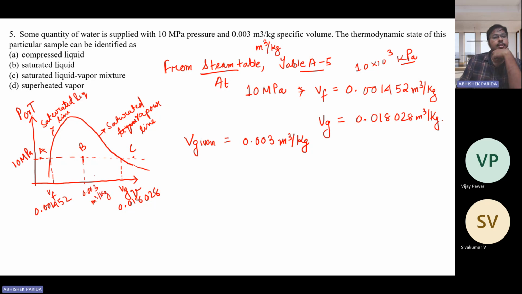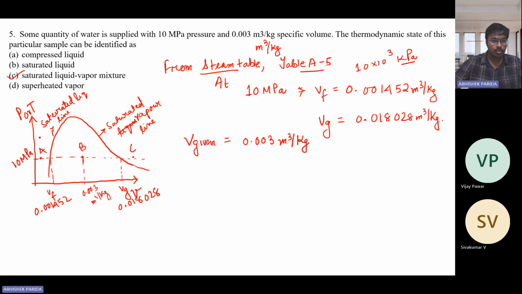So what is the condition? What is the region within the dome called? Saturated liquid vapor mixture, correct. So our answer is C, saturated liquid vapor mixture. For example, if the specific volume had been given as, let us say, 0.0010, then it would have been at point A and it would have been compressed liquid. And if it had been greater than 0.018, then it would have been vapor. Okay, I hope you understood.